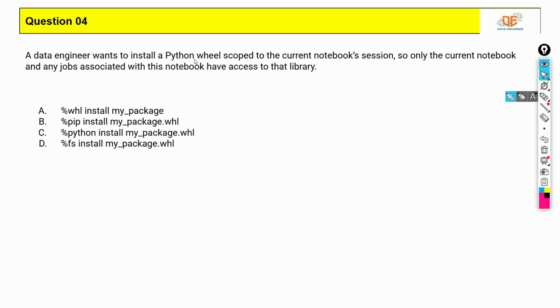Question number 4. A data engineer wants to install a Python library scoped to the current notebook session. So only the current notebook, and any job associated with the notebook, has access to that particular library. The basic idea is, if we want to install any library in a Python notebook, we should use pip. We do not use fs, whl, or python to install it. We use pip. So the option is B.